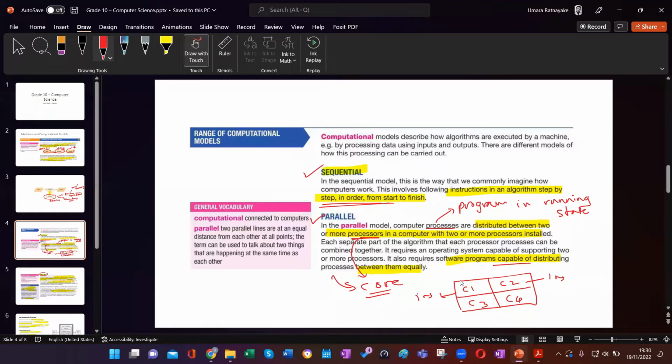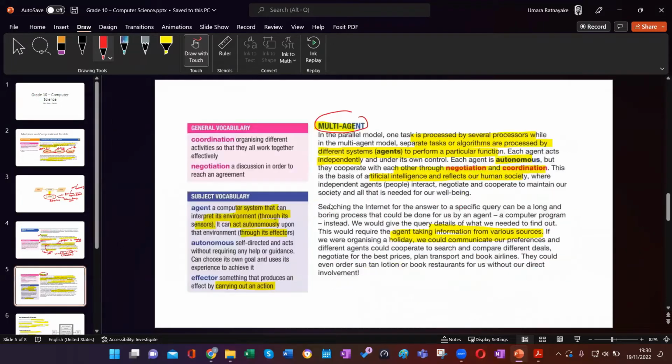The reason is they don't like to keep any core idle at any time. So if this core is busy, it will quickly send the rest of the work to another core which is available, and then maybe come back to this later on. So that's called time sharing. It shares the CPU time, core time among these processes. Okay, right. Yes, sir. Understood.